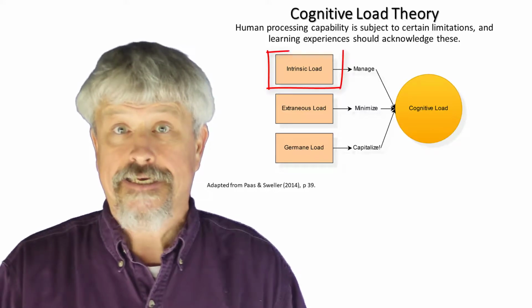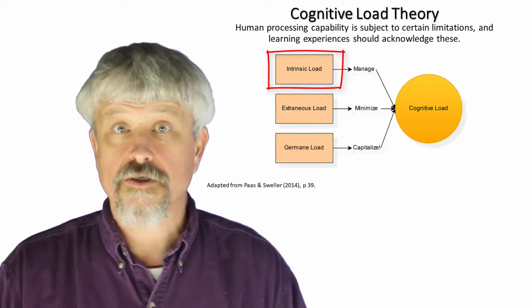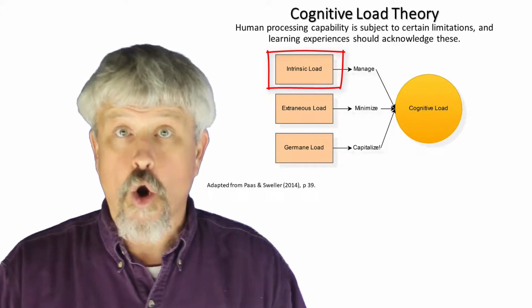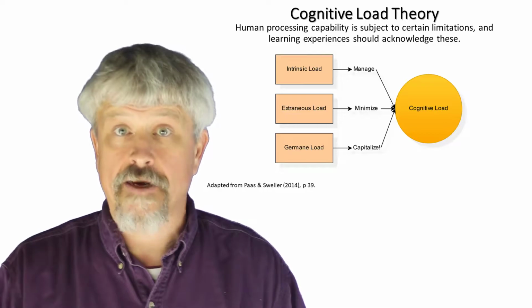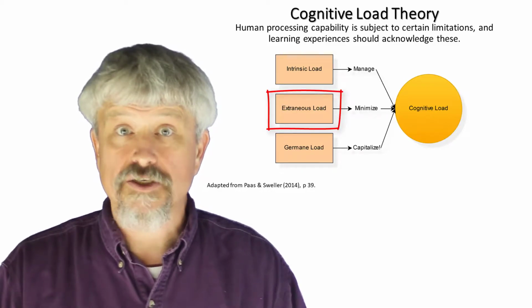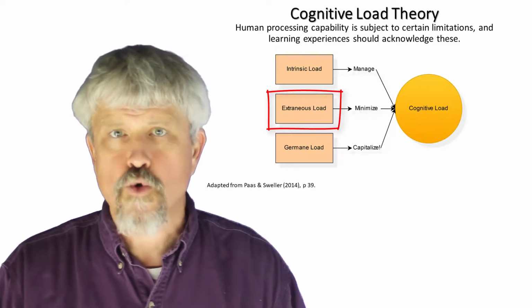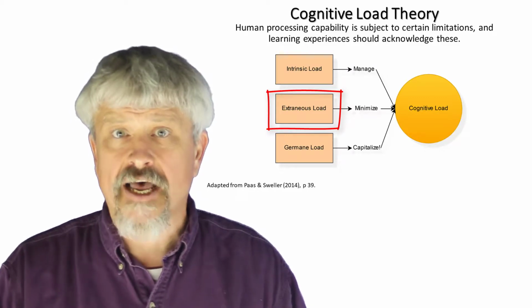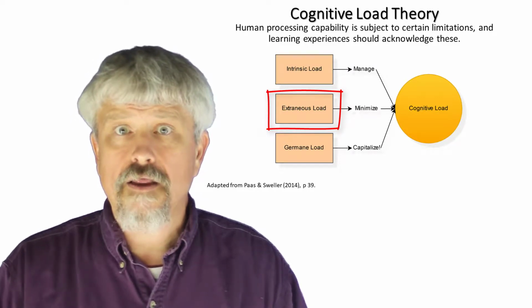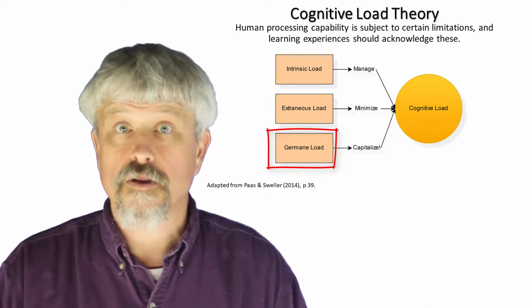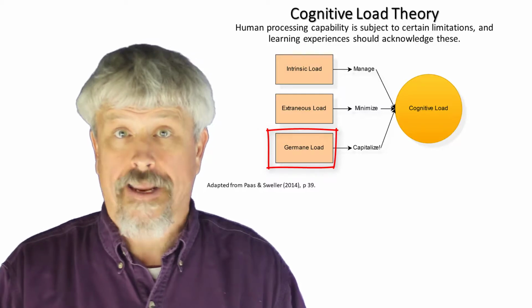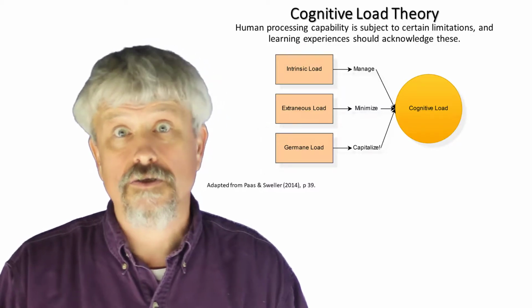There's an intrinsic load, which describes the energy going into learning the actual material. Then there's an extraneous load, which is caused by distractions or poor instructional design. And then what's left over is the germane load. This is the energy for actually learning. The extraneous load distracts from the germane load and should try to be minimized.